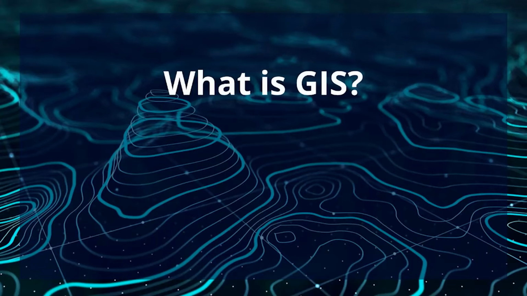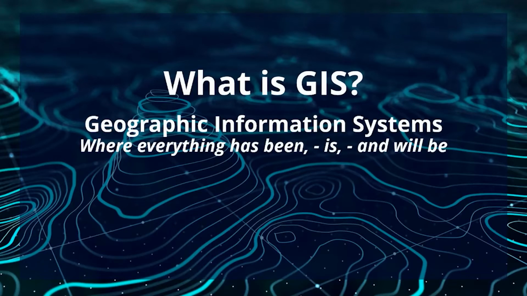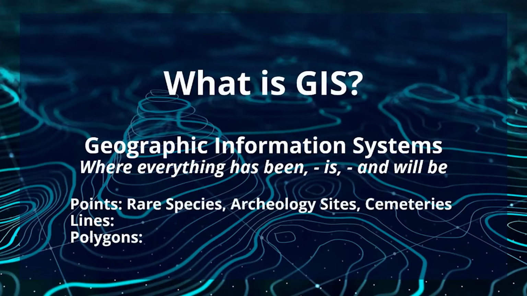So let's start with this. What is GIS? GIS is Geographic Information Systems, or sometimes you'll hear it called Geographic Information Science. In reality, it is where everything has been, is, and will be. A geographic information system is built out of points, lines, and polygons. An easy way for us to think about that is points could be our rare species, or archaeology sites, or even every cemetery that we have in Tennessee.